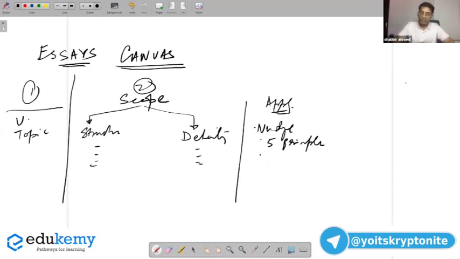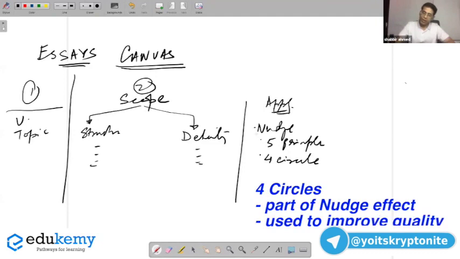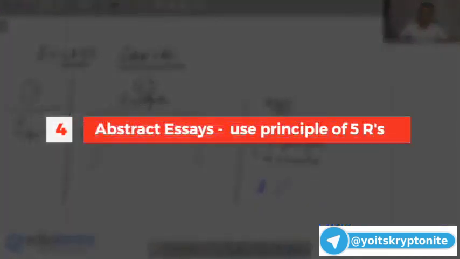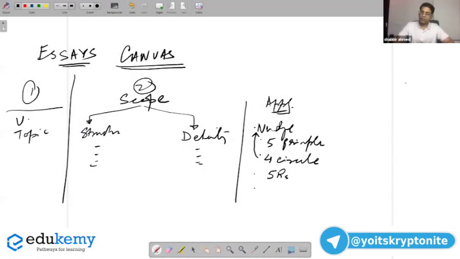Then we talked about the 4 circles. The 4 circles is actually a part of the nudge effect. Okay, how you can increase the quality of your discussions. For abstract essay, I had suggested use the principle of 5 R's. 5R principle, and finally, of course, for examples, use PPT. Okay, so ये आपका more or less.